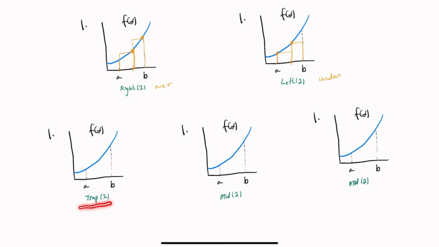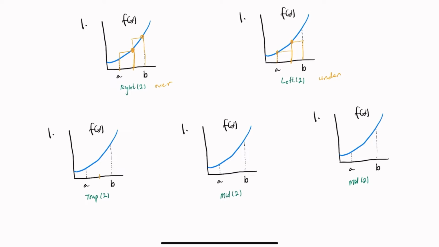Now let's move to trap of 2. That means trapezoid of 2. So we want to present the area under the curve by 2 trapezoids. Again, we have a trap of 2, so we will have 2 sub-intervals to estimate the area. The first step is to locate the midpoint in the interval, which is here.